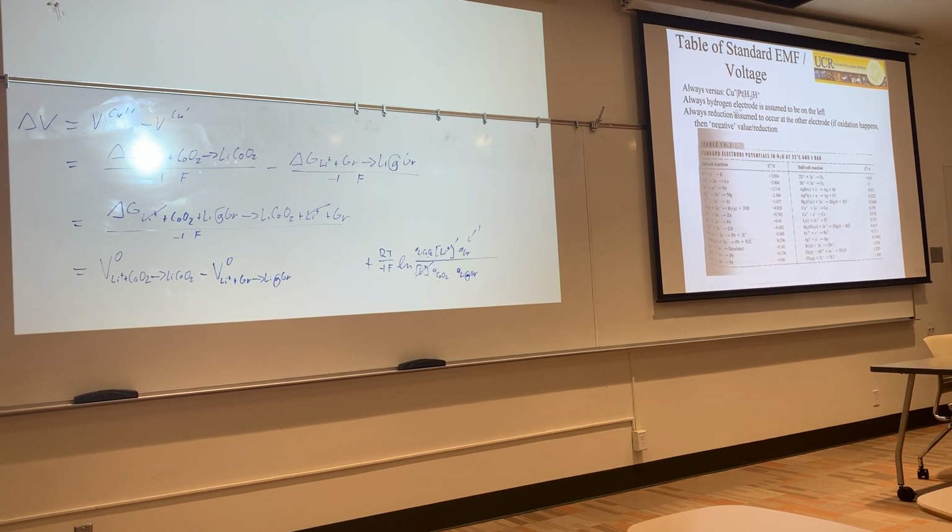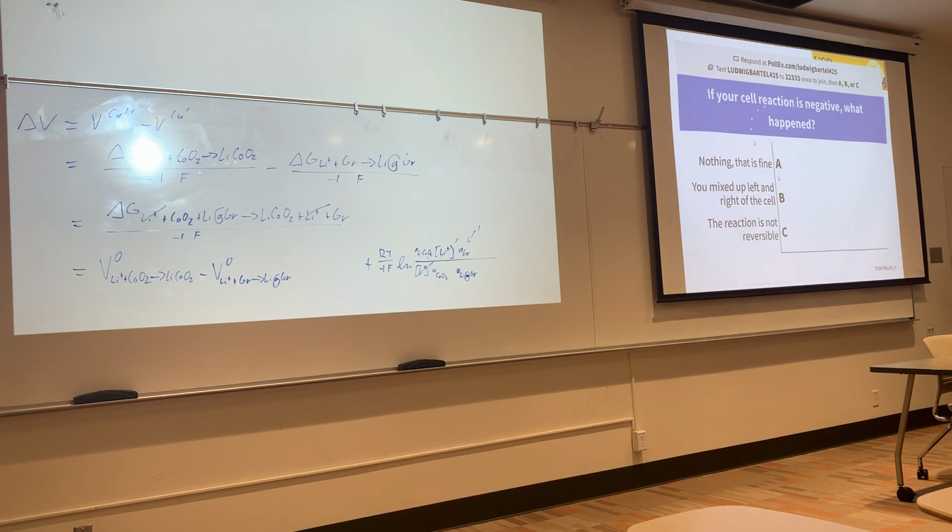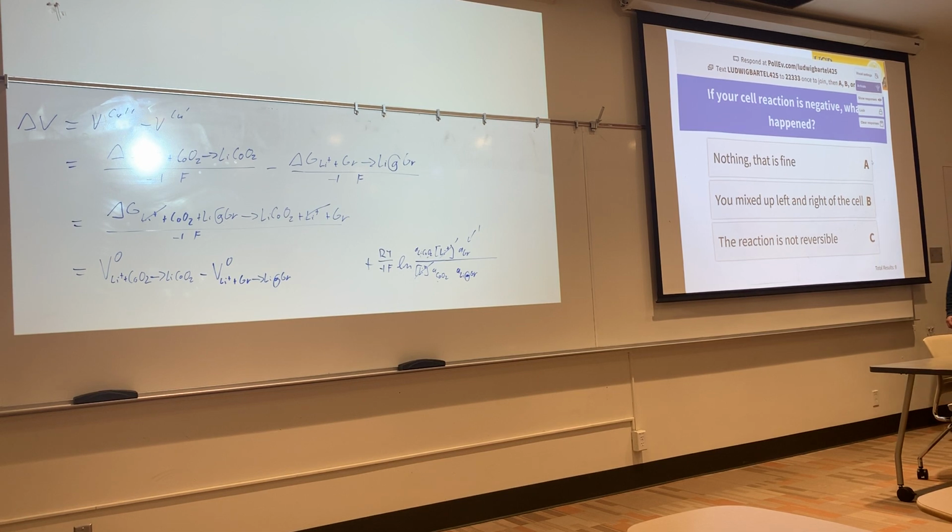So you can see over here, potassium reduction has a very negative potential. It's not likely to be reduced, potassium. It's likely to be oxidized, the other way around. Okay. If your cell reaction is negative, what happened? Nothing, that's fine. You mixed up left and right of the cell. The reaction is not reversible.